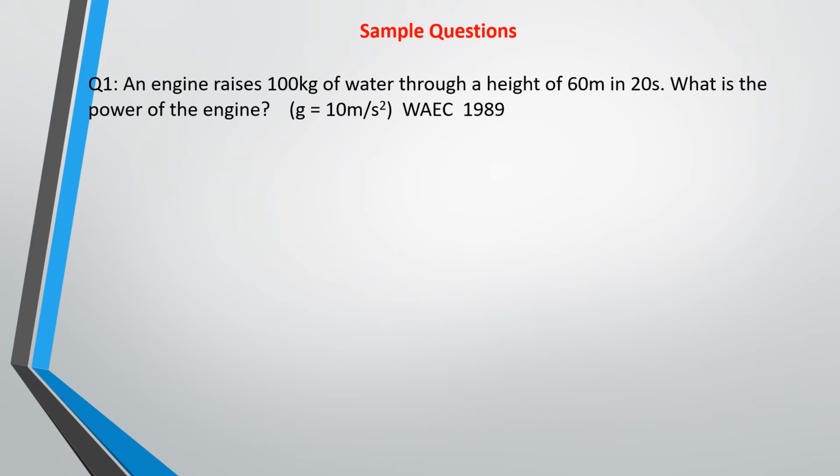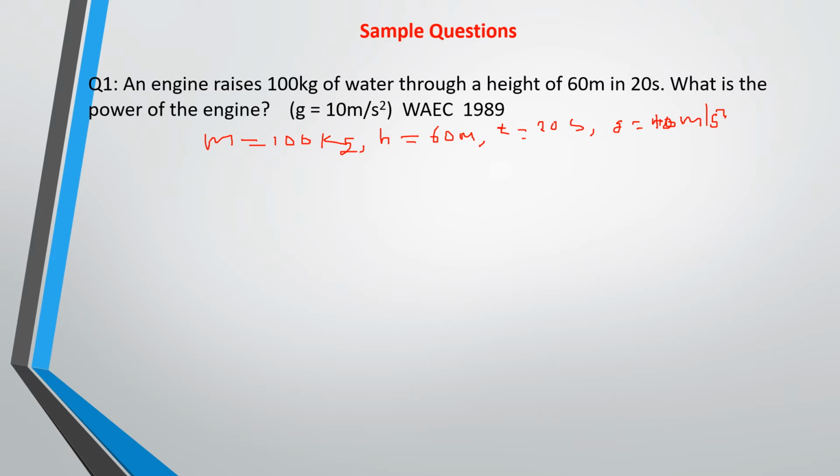So here you are given the mass of water to be equal to 100 kg. You are given the height through which the water is raised to be 60 meters, and the time is given to you to be 20 seconds. We also know that g is equal to 10 meters per second squared. That is your g.